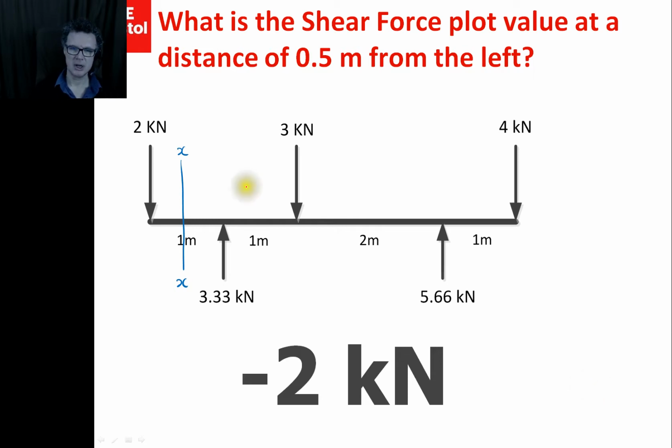Here I am, left of me, all I can see is this 2 kilonewtons. It's going downwards, and my convention is if it's going downwards I'm going to use a minus, so we've got minus 2 kilonewtons. That one was straightforward.